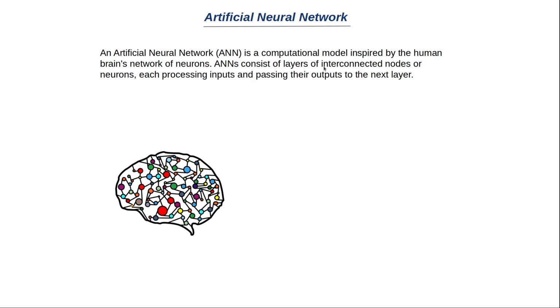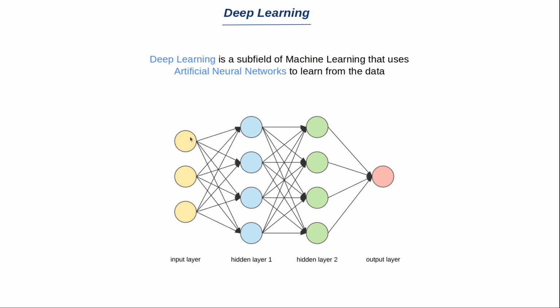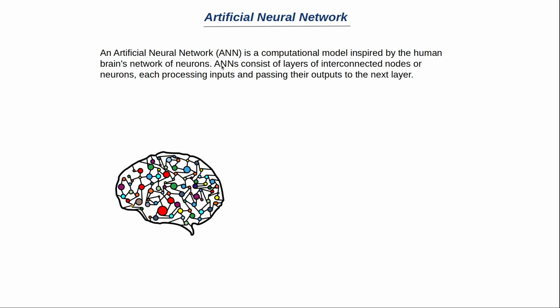And ANNs consist of layers of interconnected nodes or neurons, each processing inputs and passing their outputs to the next layer. As we have seen here, these consist of individual neurons, and we pass an input, so that input gets processed here. Processing is nothing but doing the weighted sum and applying an activation function, as happens in a perceptron. Then it sends this output to the next neuron in the next layer. So that's what we have over here, just what we have discussed.